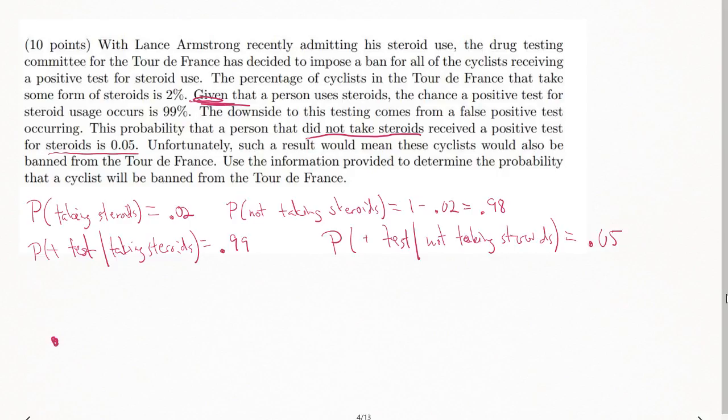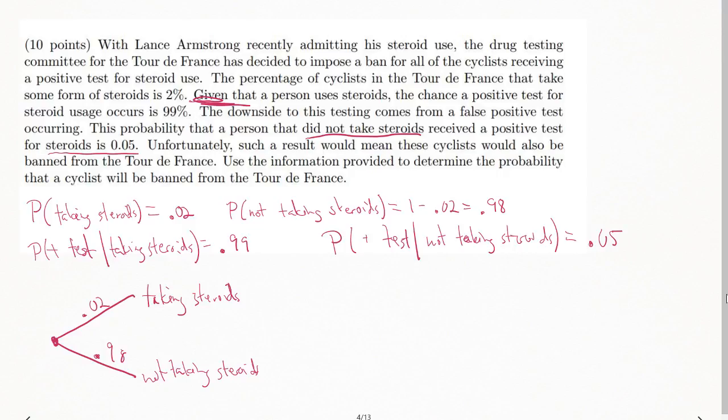What I often tell people is to draw a tree. Now I'm going to draw a sideways tree, but hopefully that'll make sense in terms of what's happening here. So the first choice that the athlete has, or the route of the athlete, is either they're going to take steroids or not take steroids. Think of it this way. The probability that they take steroids is 0.02. I'm going to put that 0.02 right here. The probability that they're not taking steroids is 0.98. We found that right over on this side.